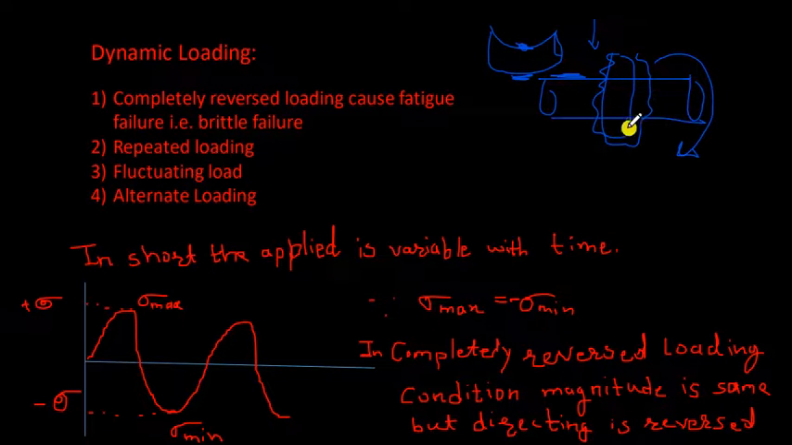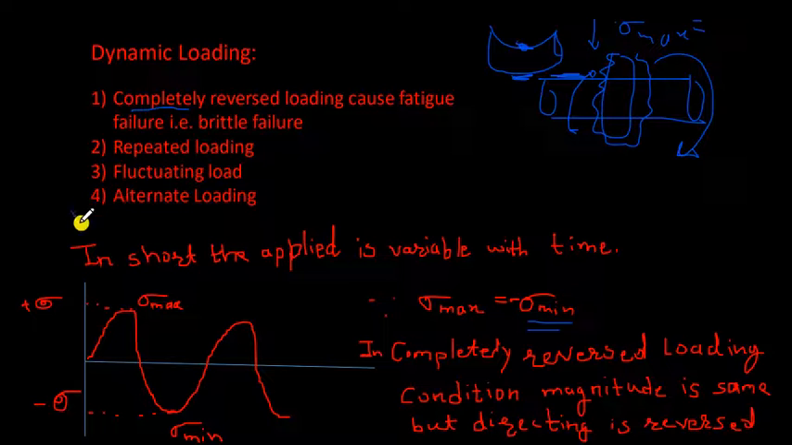Once it rotates, and this lower part comes to the upper position due to rotation, then the upper part will be under tension and the lower part will be under compression. That means exactly the reverse. Whatever the magnitude of the tensile stress at the upper portion, the compressive magnitude will be the same. Just this negative sign shows that there will be compression instead of tension, but the magnitude will be the same. So we will call it completely reversed.